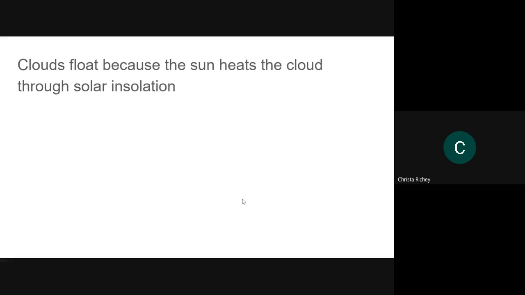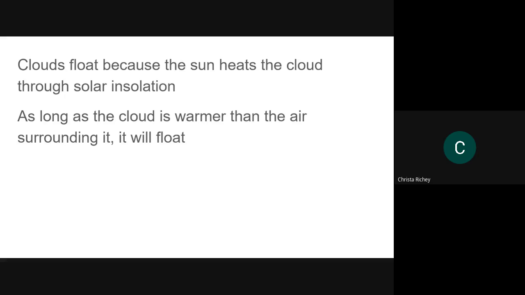So I just mentioned that clouds float, sun heats them up. The warmer air expands more than the air around it, and it's less dense, and therefore clouds float. Clouds are very heavy. They're just less dense than the air around them. And the process that they heat up is called solar insolation, the heating from the sun, because the name of our star is Sol. And as long as that cloud is warmer than its surrounding air, it will stay up. As soon as it starts to become a little bit more dense, it will start to sink.